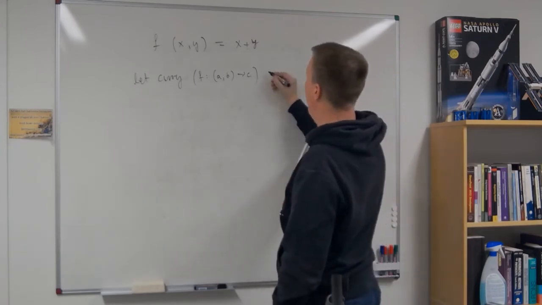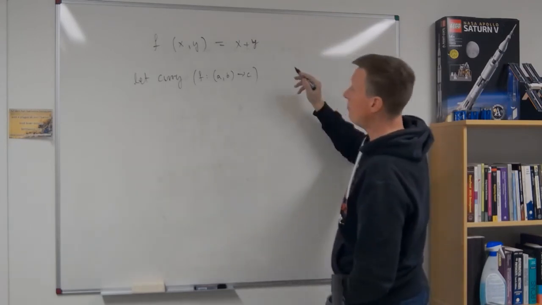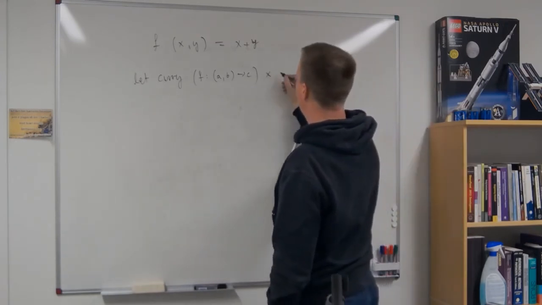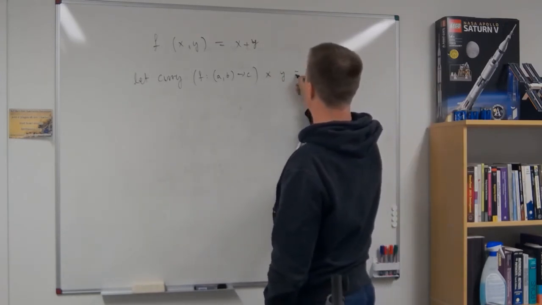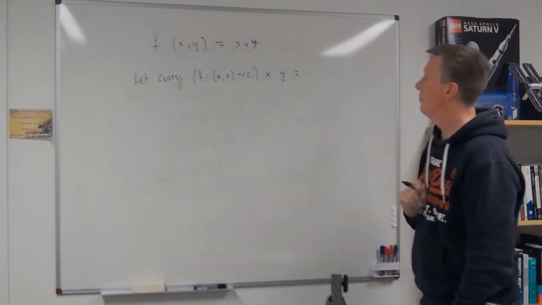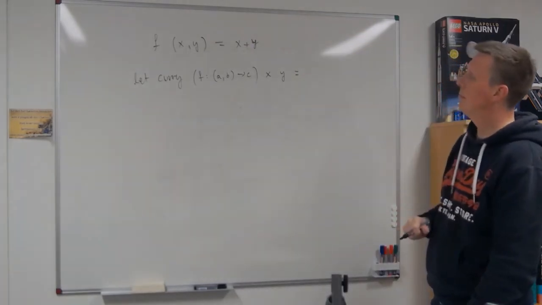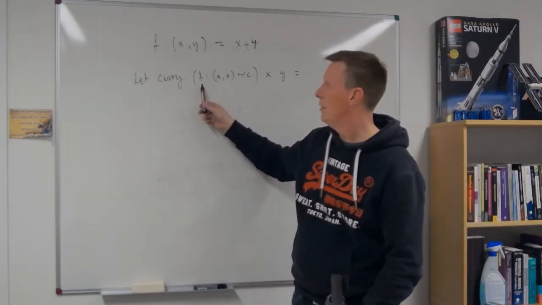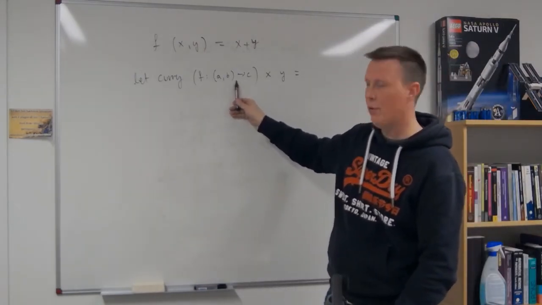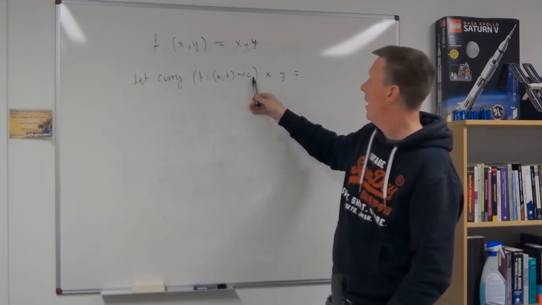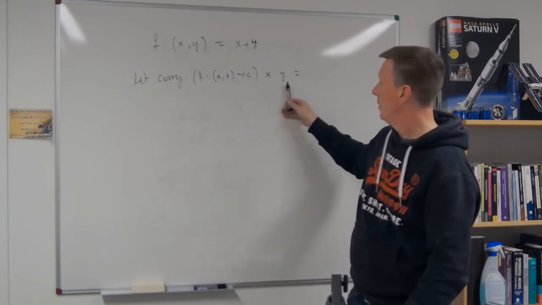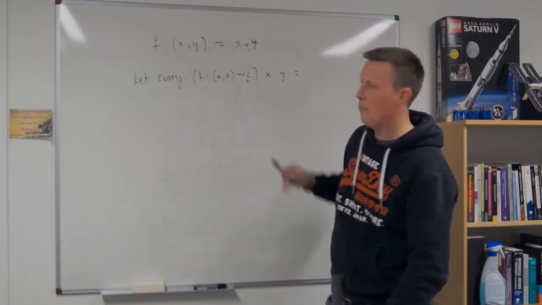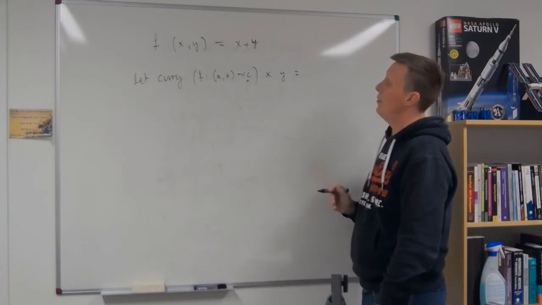And then I'm going to have some value x and some value y. So let's see how this works. So curry will take a function which takes a pair and produces a value, and it will take two values and it will produce hopefully the same result as this one. That's the idea of what we want to do.